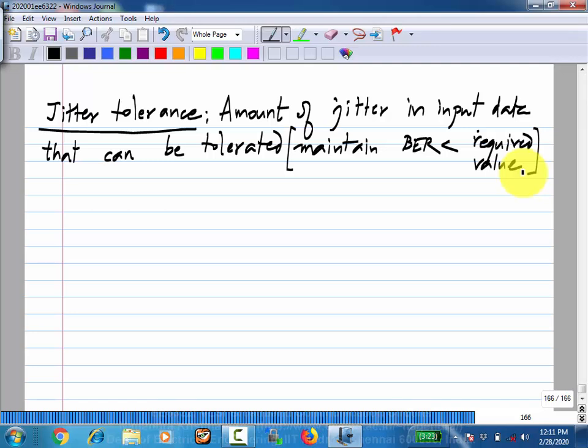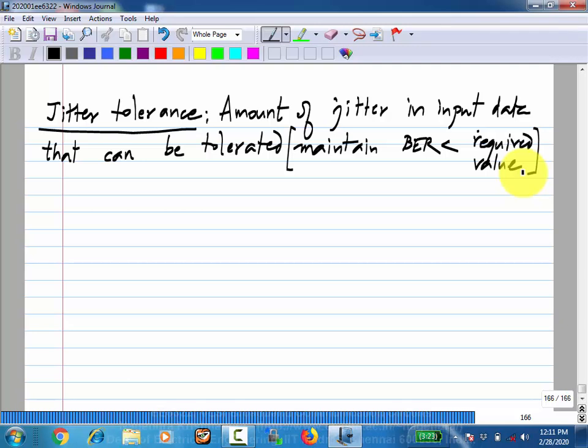Now when you have this forwarded clock, you have the data and you have the clock, and they are generated from the same transmitter. So in general you expect that the jitter in the data and clock will be correlated. They may not be exactly the same, one of them may have slightly different jitter than the other, but they will be correlated. But for now let's assume that you jitter only the data and the clock is clean. Okay, and then you measure this.